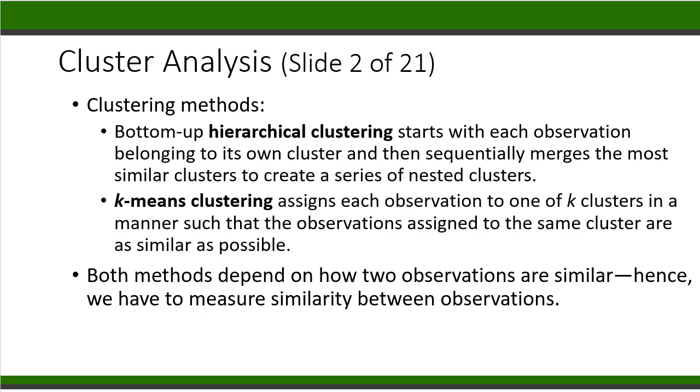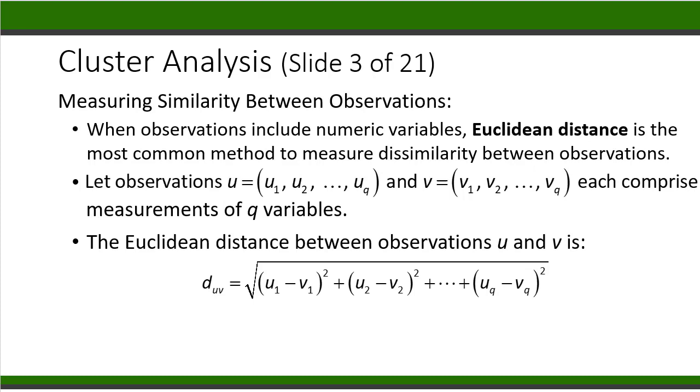So we need to measure that similarity between observations in order to determine how similar they are. So both methods require that. So to measure that distance, we use something called the Euclidean distance. It's a fairly common method to measure the dissimilarity between observations.